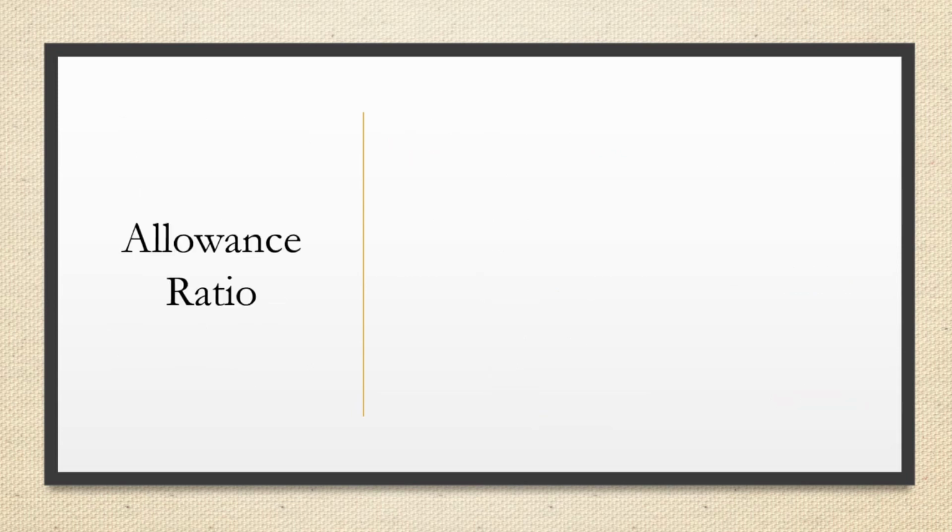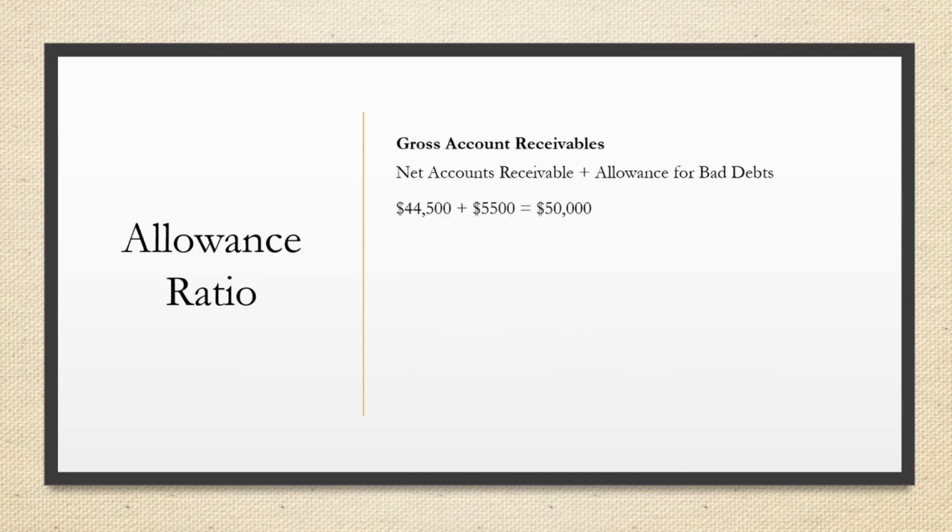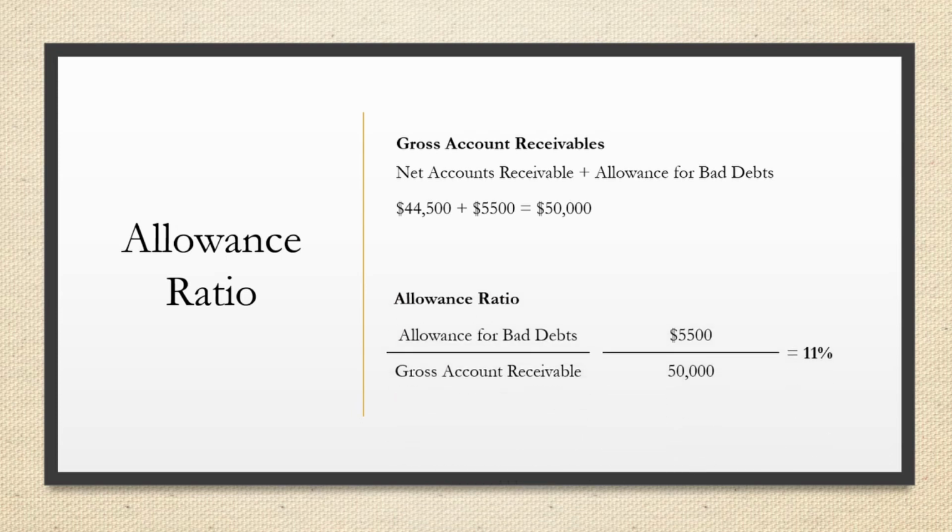Finally, we'll look at the process used as a company's yearly safety net for managing bad debts, the allowance ratio. To calculate this ratio, we calculate the gross accounts receivables by adding the net accounts receivable and the allowance for bad debts. Then, we divide the allowance for bad debts by the gross accounts receivable, which gives us the percentage of bad debts the company will allow for the year.